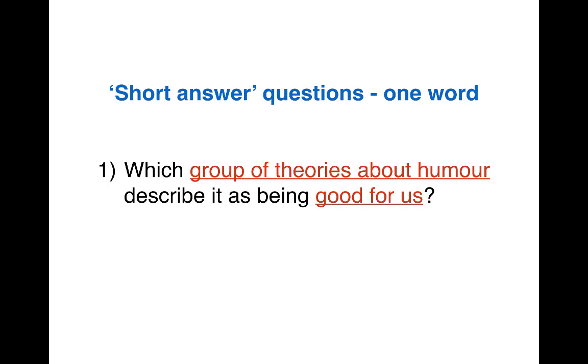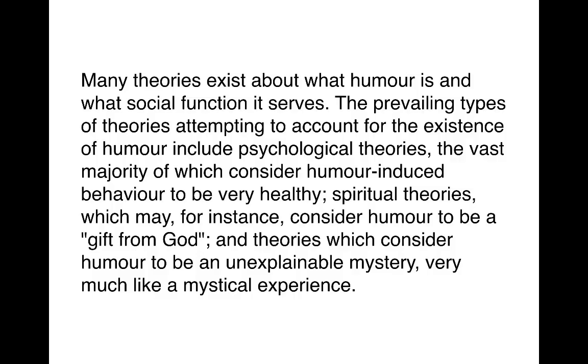We go to the passage and read at normal speed from the beginning. We're not skimming and scanning. We're just going to read at normal speed until we find a group of theories that are good for us. Many theories, we haven't found a group yet, but theories is mentioned, exist about what humour is and what social function it serves. The prevailing types of theories, that could mean the same as group of theories or groups, attempting to account for the existence of humour include psychological theories. There's our first group or type of theories, the vast majority of which consider humour-induced behaviour to be very healthy.